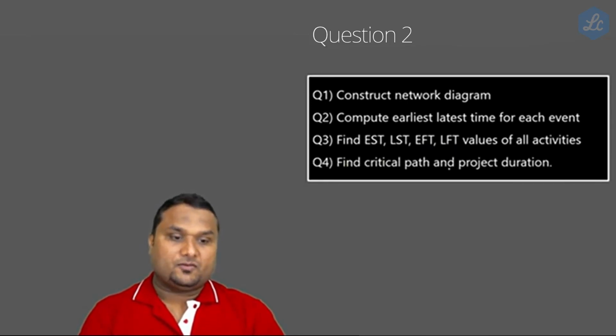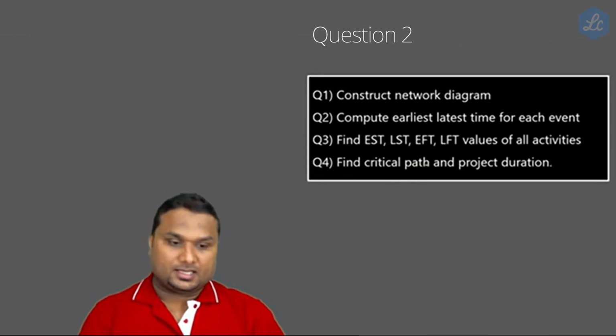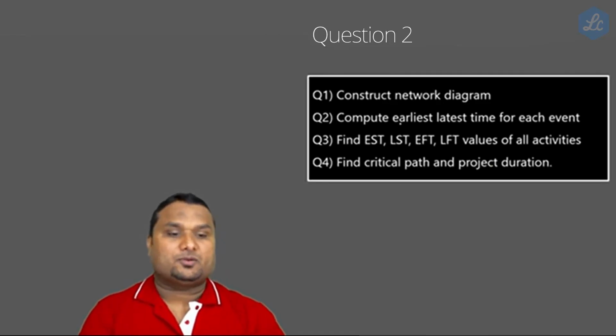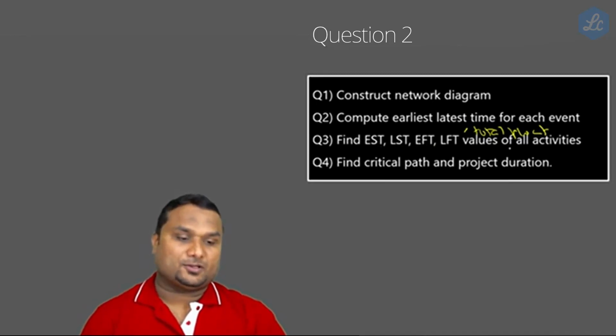Next, find the critical path and project duration. And you can also add one more question over here: also find the total float. So the columns are EST, LST, EFT, LFT, and total float.